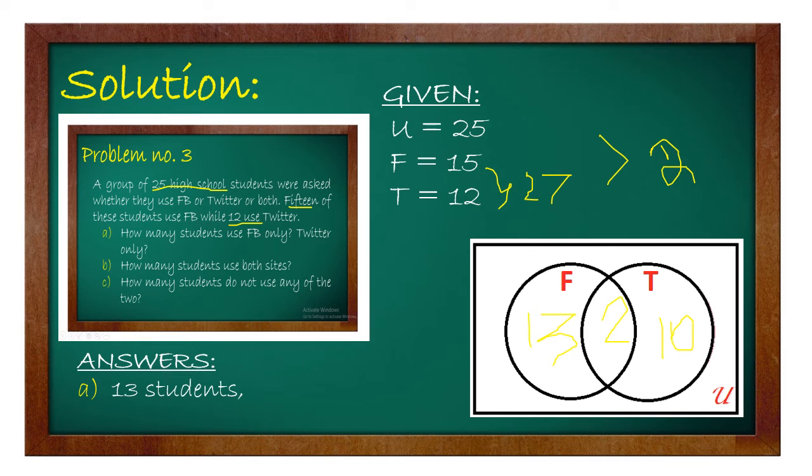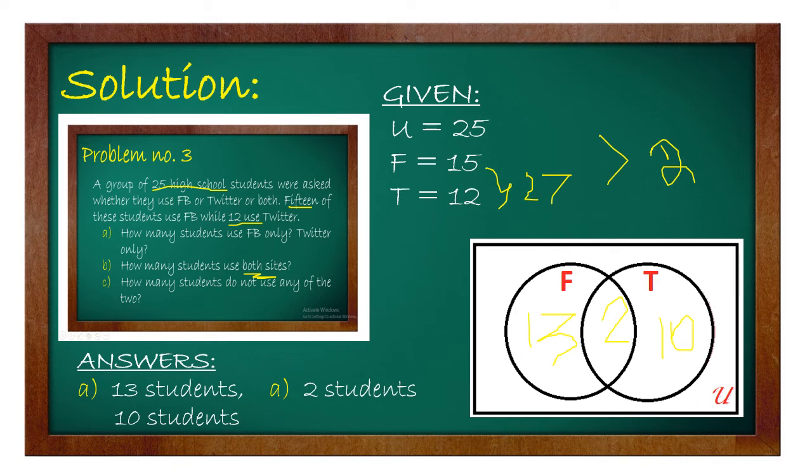Para naman sa Twitter only, sa part na yon, meron lang tayong 10 students. So, ibig sabihin, 10 students ang sagot. For letter B question, how many students use both sides? So, pag sinabi nating both, ano nga ulit ang tinutukoy niya? Ibig sabihin, intersection. So, ano ang intersection ni set F at saka ni set T? So, that is 2 students.